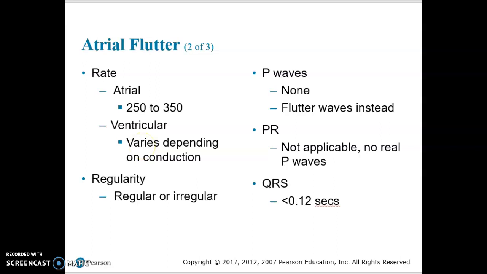Again, no P waves, there are only flutter waves. There will be 2 or more flutter waves with each QRS, okay? So you're not going to see just one flutter wave. You're going to see 2 or more flutter waves in front of each QRS. The easiest way to find all flutter waves is to find 2 waves back to back and note the distance between them. You can go from top to top or bottom to bottom. Some flutter waves may be hidden in the QRS complex.